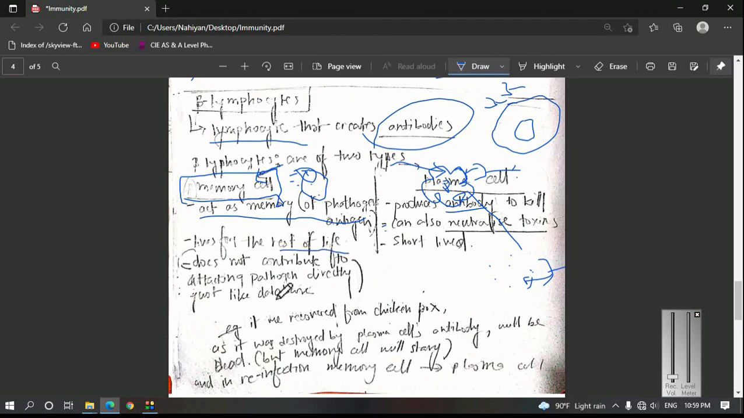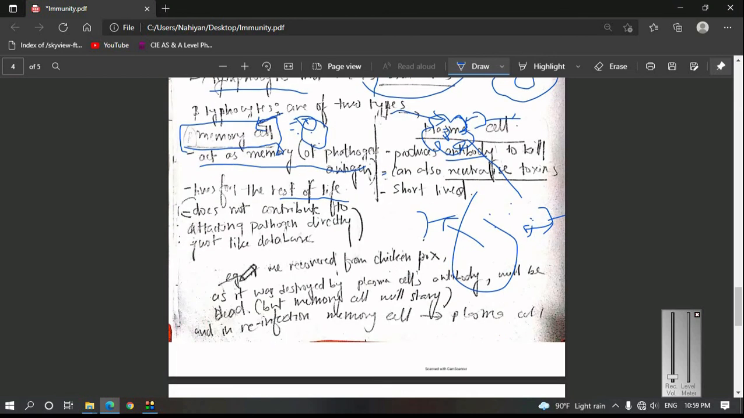What we see is that they do not contribute to the attacking of the pathogen directly. They are like the database, the identifier type. Whenever you have chickenpox again, they remember it. They can identify it and instantly produce plasma cells, which can produce the antibody and very soon kill and destroy the pathogen.